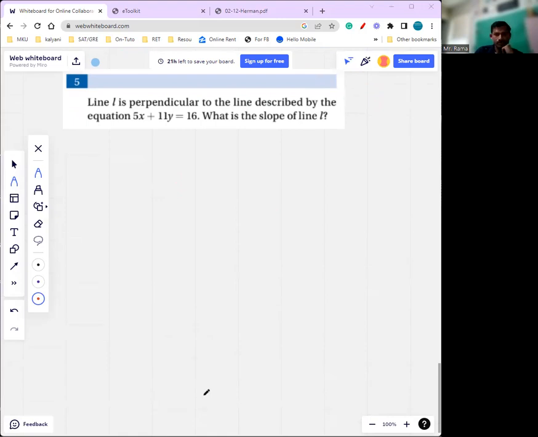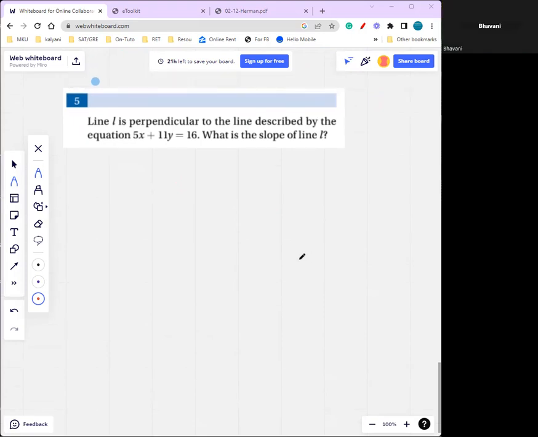Bhavani, can you please read this one for us? Line L is perpendicular to the line described in the equation 5x plus 11y equals 16. What is the slope of line L?